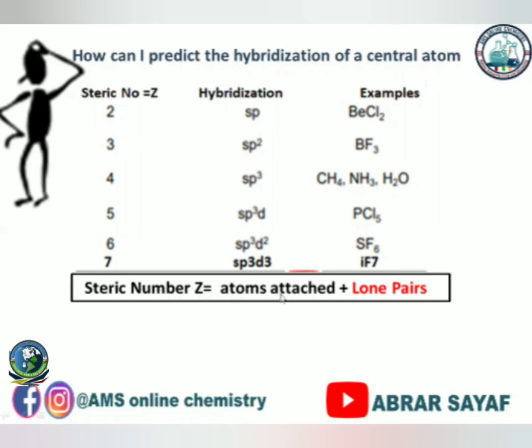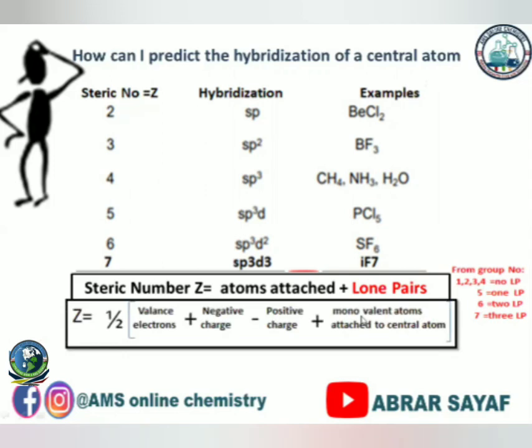steric number is equal to the atoms attached to the central atom plus the lone pairs on the central atom. Okay, how can we find out the lone pairs? So I have a point: group numbers 1, 2, 3, 4 have no lone pair. Group number 5 has one lone pair. Group number 6 has 2 lone pairs, and group number 7 has 3 lone pairs. You have to remember this.